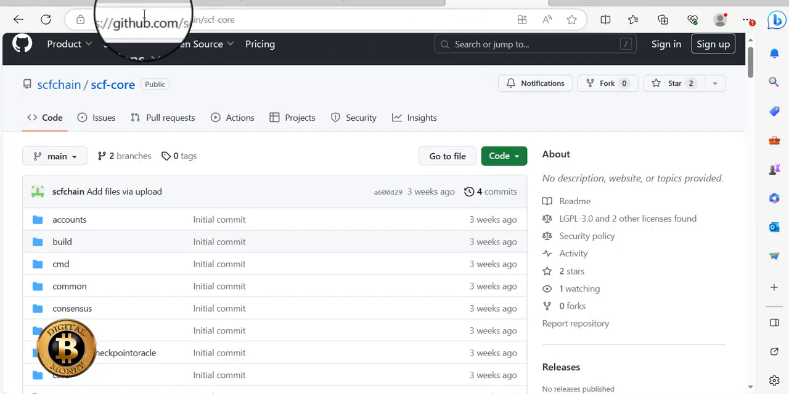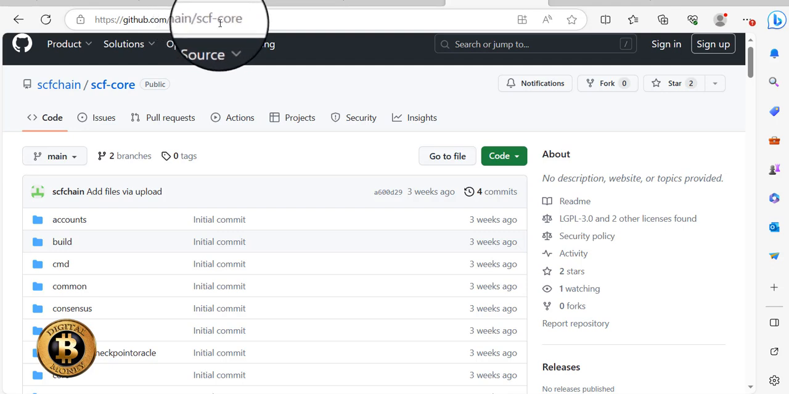And you can see the URL link here for the GitHub. It's github.com/SCF chain/SCF-core. I'll just leave that right there for a second. You can take a snapshot of it or jot that down if you want to go there for yourself and take a look. This is the place where all open source projects come to show their code to the world and for other developers to be able to build upon their open source code.